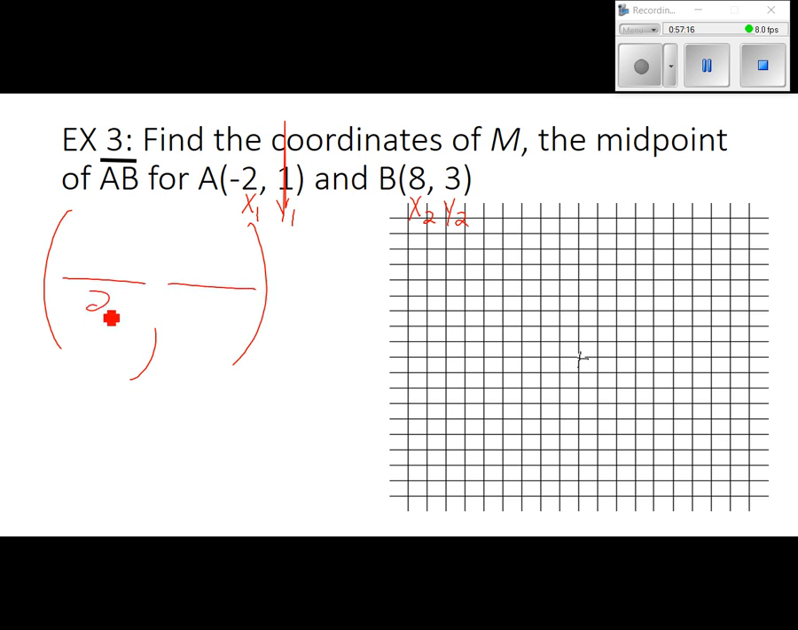Each time it's going to be divided by 2. That doesn't change. Don't get confused. These are always pluses. What's our x's this time? -2 then. So -2 plus 8. What's our y's? 1 and 3.